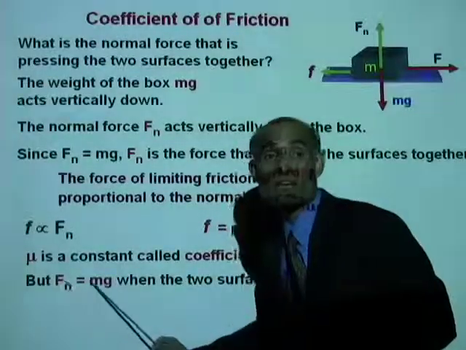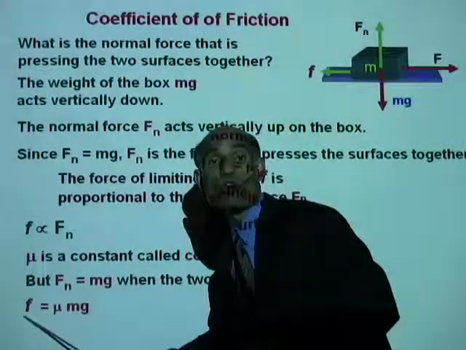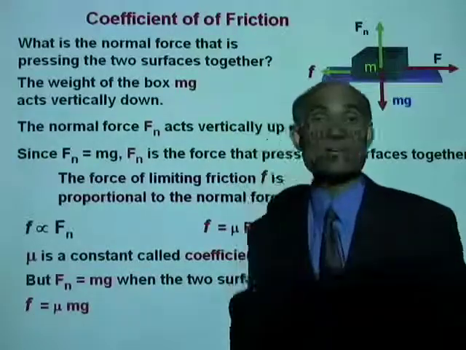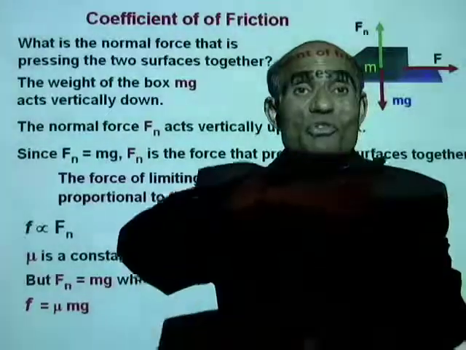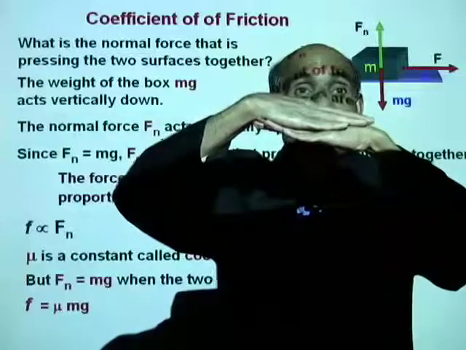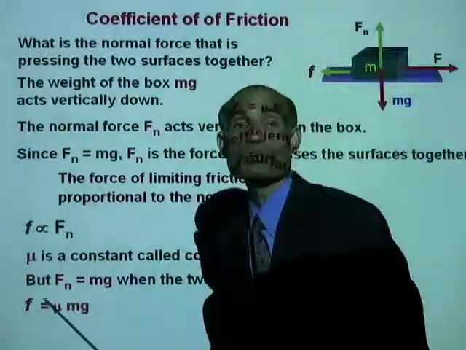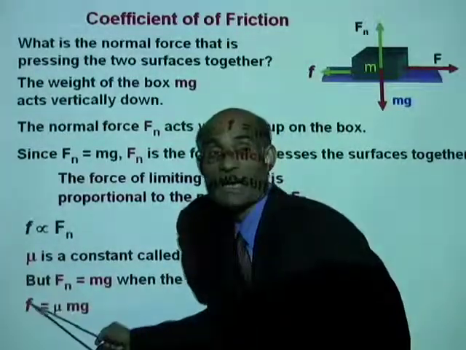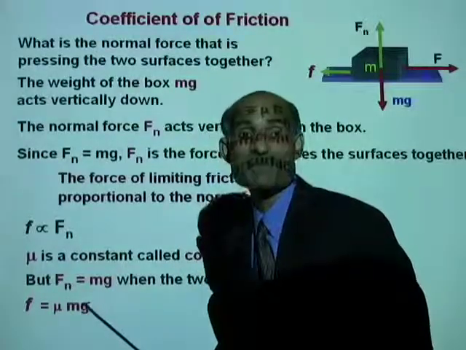Now, because Fn is equal to mg, we can write this as the force of limiting friction equal to mu times mg. The force of limiting friction between two surfaces that are horizontal with respect to each other will be equal to mu times mg. A very important relation. That means mu can be calculated as the force of limiting friction divided by mg.